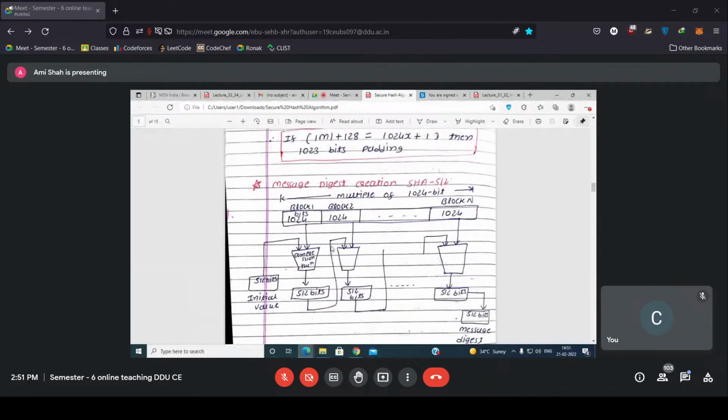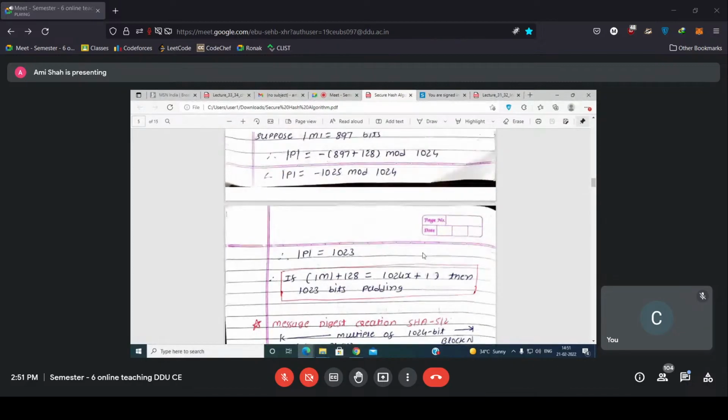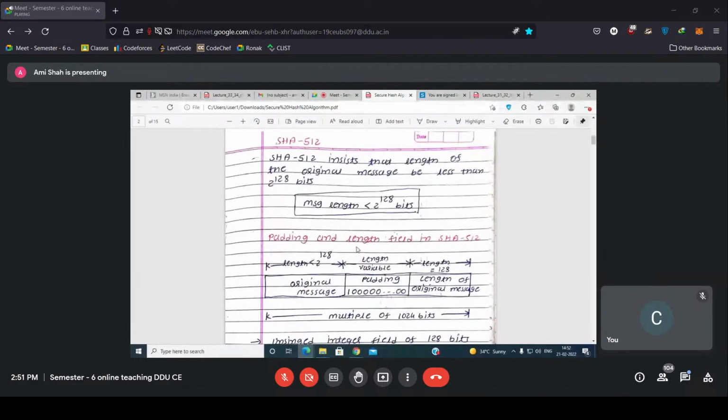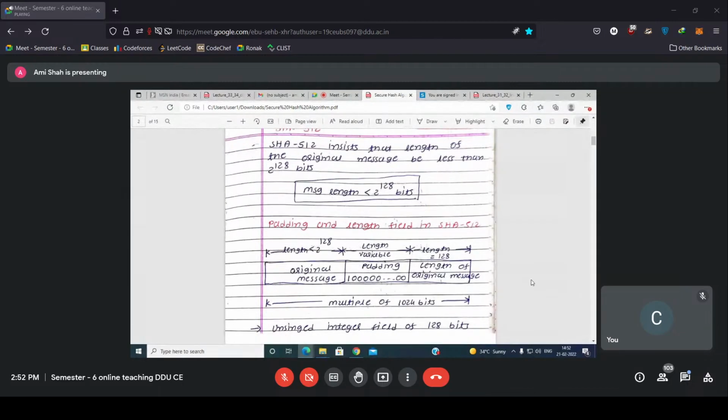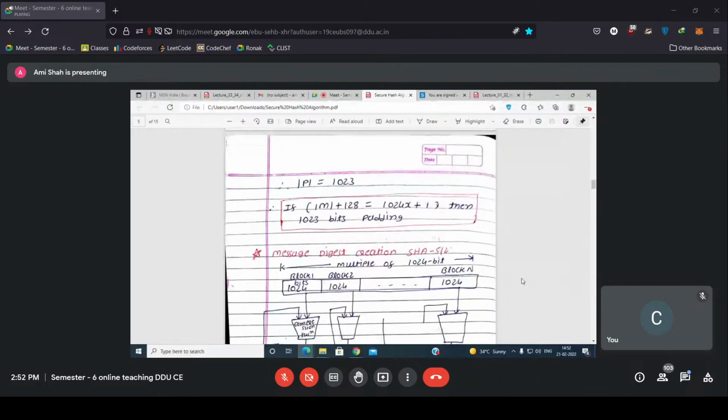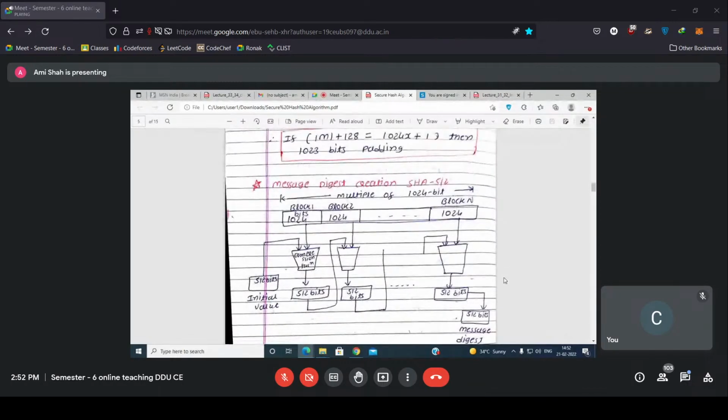Now the most important thing is how the message digest creation in SHA 512 is done. So up till now, what I have explained to you is how the padding and length field work in SHA 512, right? Basically, a block is 1024 bits, right? That is what I have discussed. Now the next concept is how the message digest creation in SHA 512 is done. First I will give an overview, and then I will explain each and every concept in detail.